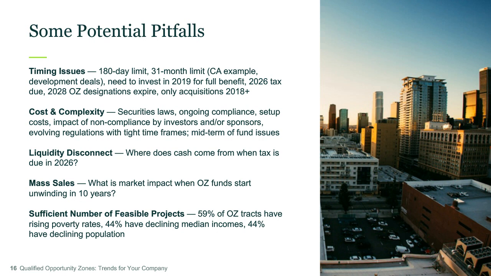And then lastly, I mentioned it earlier, are there a sufficient number of feasible projects to support the fundraising in this program? Because if you look through it, the consensus is that the tax benefits here add about 3 to 4% to your internal rate of return on an investment in an opportunity fund. While that's substantial, it doesn't take an unfeasible project and make it a feasible project. So these investments still need to make sense on a standalone basis, and the tax incentives are gravy on top.